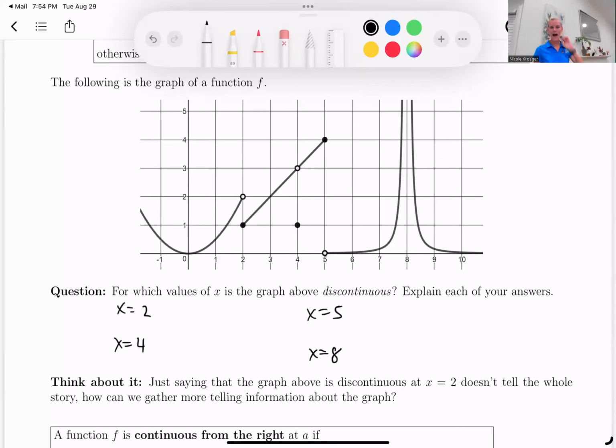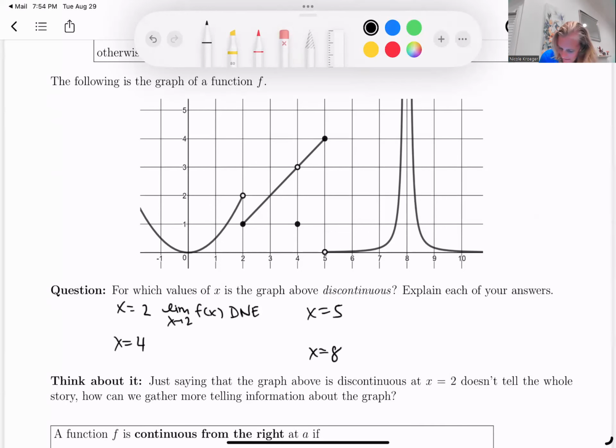And let's think about why that's the case in each of these. So the limit as x approaches 2 of our function does not exist. Since that limit does not exist, it cannot be equal to the value of the function. Okay, the same is true at x equals 5. That limit does not exist.